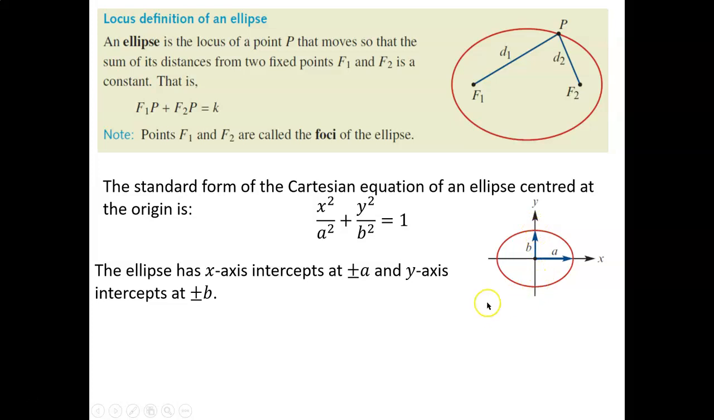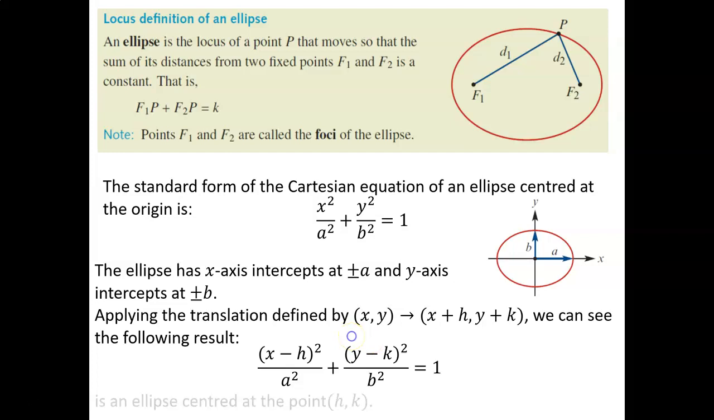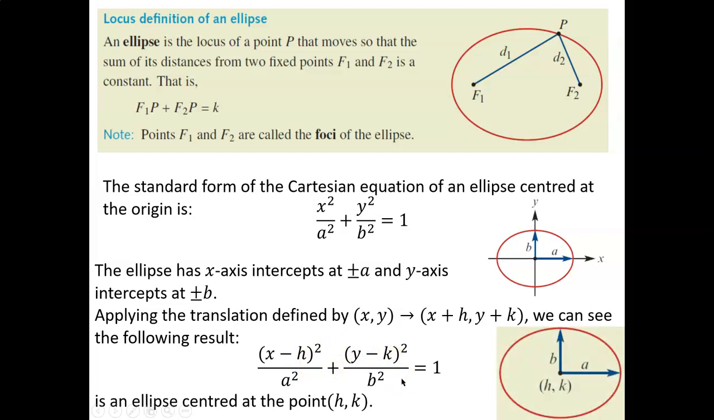Now I can apply the translation, h units in the negative x direction and k units in the positive y direction, and we can get this. I said positive, I don't mean that. So we can add h to x and we can add k to y, and that gives us this Cartesian equation of an ellipse, which is centered at the point (h, k). And so it would look like this.